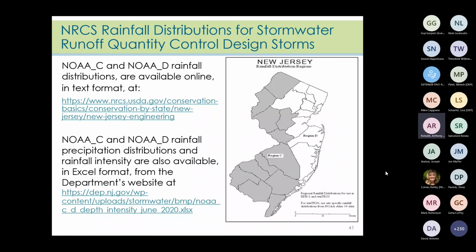So here's the map of the state depicting the regions. You can see the darker shaded counties will use the NOAA C distribution, while the other counties use the NOAA D distribution. And you should be able to download text data using this hyperlink here. We've also added a link to make this information available as an Excel file from our DEP webpage.